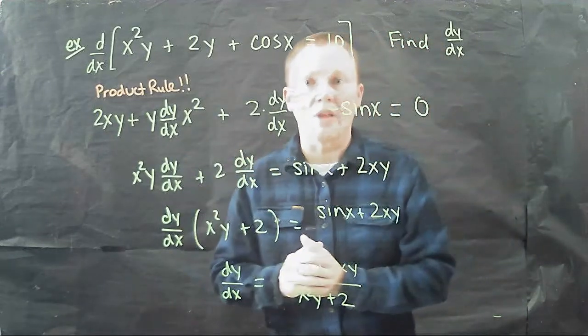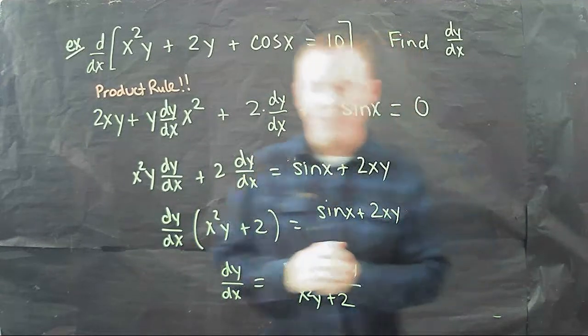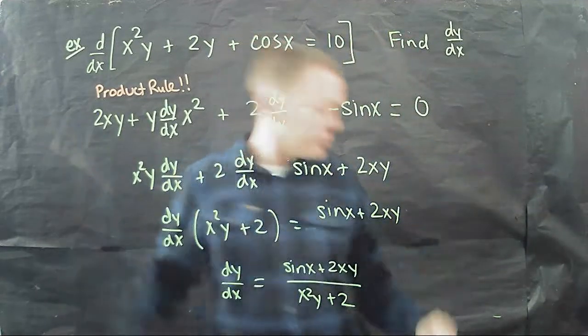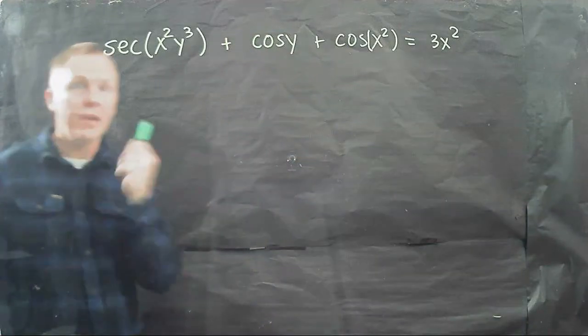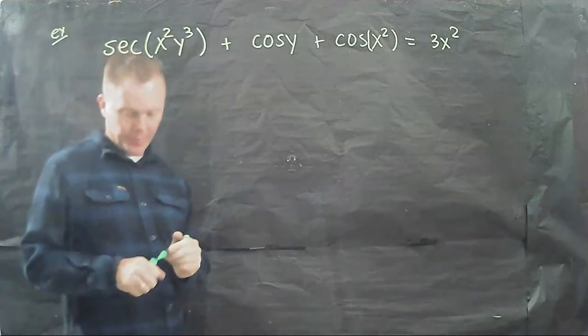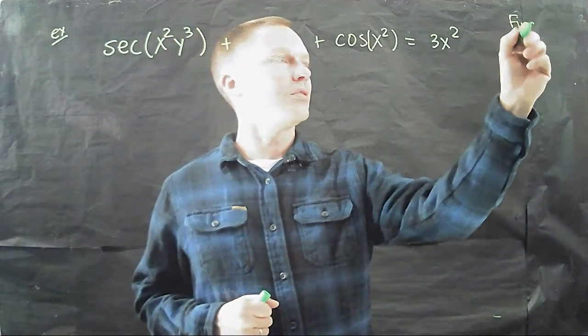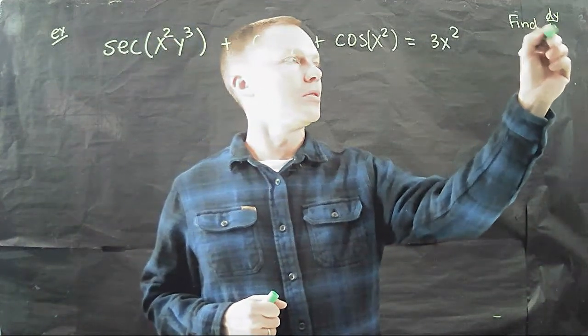Let me erase the board. We'll do another one. This probably will be about enough that you'll need to see. And then we're good. So hold on. All right. So here we go. Here's another example. The task here is still the same. Find dy dx.